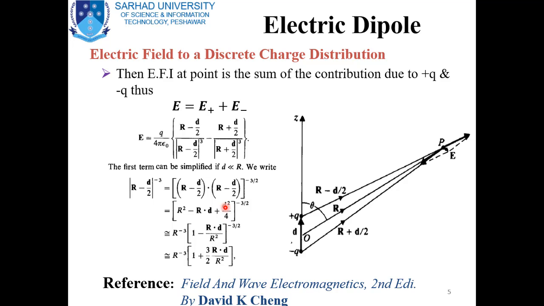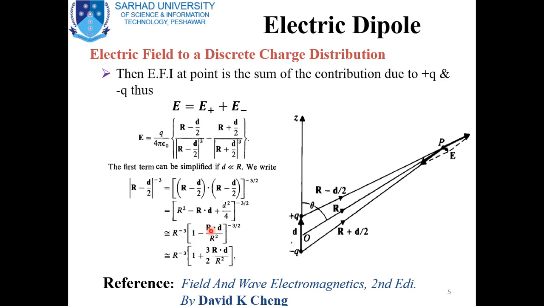As the distance d between the two point charges is very small as compared to r, the square of the small parameter gives a very small value, and we neglect it. Now we take r squared as common along with the power, so the net power of r taken out will be r to the minus 3, and we will have 1 minus r dot d divided by r squared, with the whole power being minus 3 divided by 2.